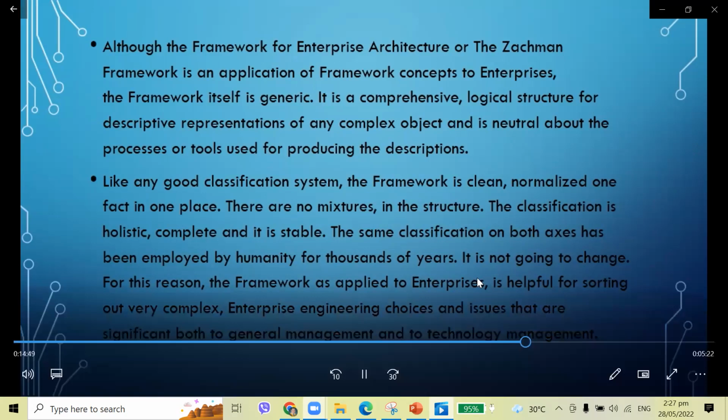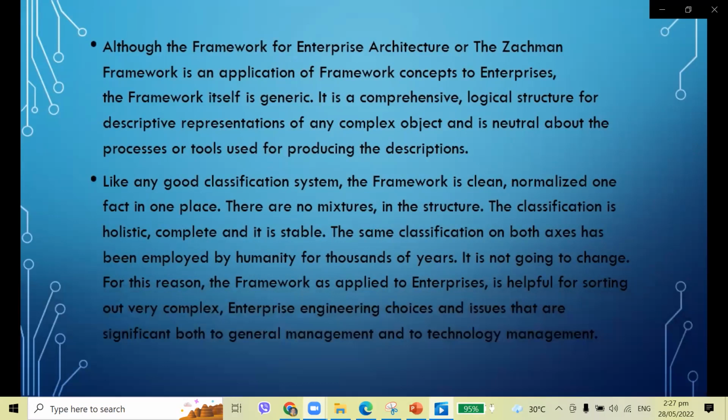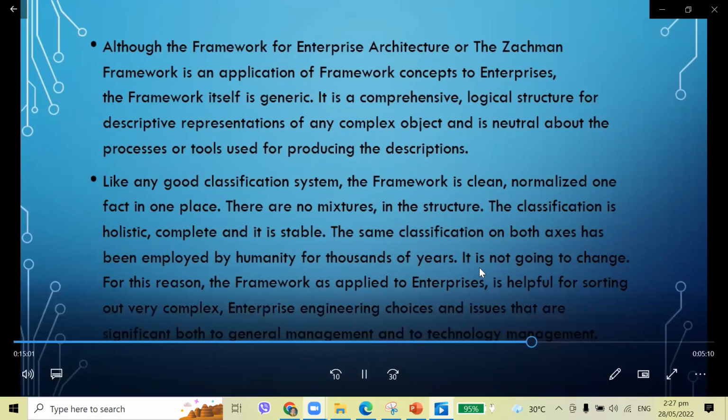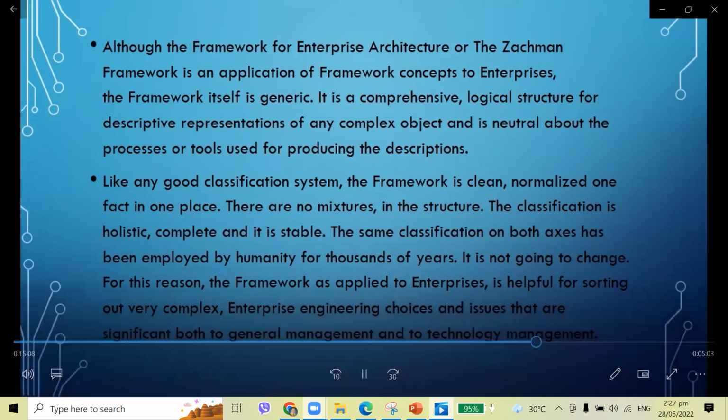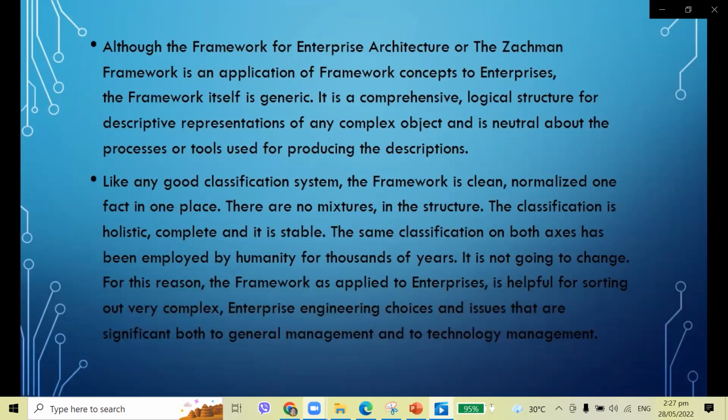So, like any good classification system, the framework is clean, normalized, one fact in one place. There is no mixture in the structure. The classification is holistic, complete, and stable. The same classification on both axes has been employed by humanity for thousands of years, and it's not going to change. For this reason, the framework is applied to enterprises, and it is helpful for sorting out very complex enterprise engineering choices and issues that are significant both to general management and to technology management.